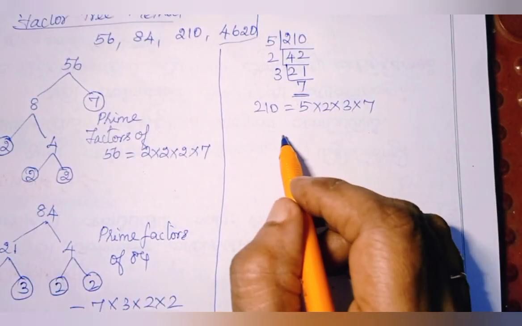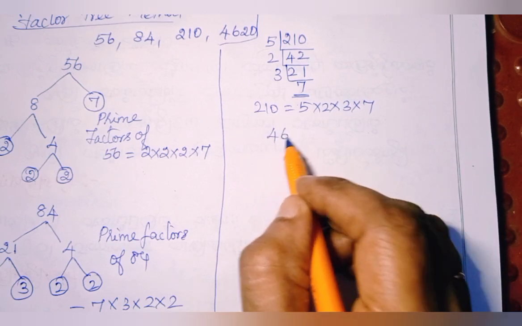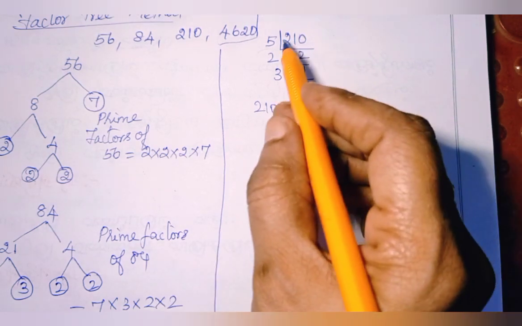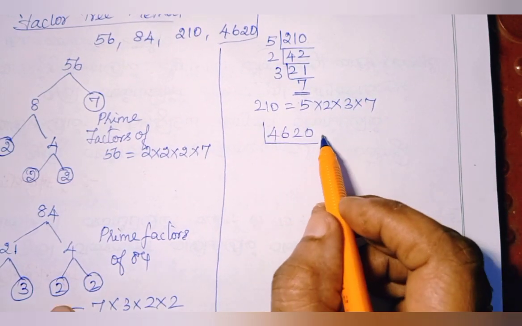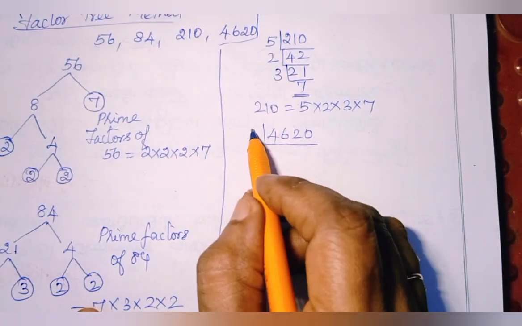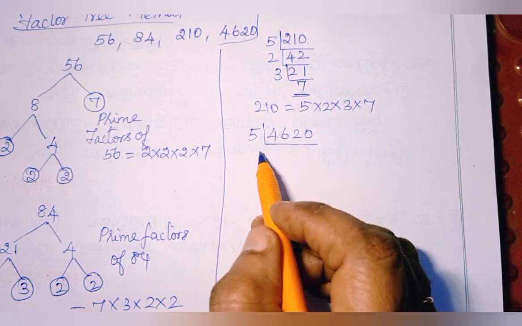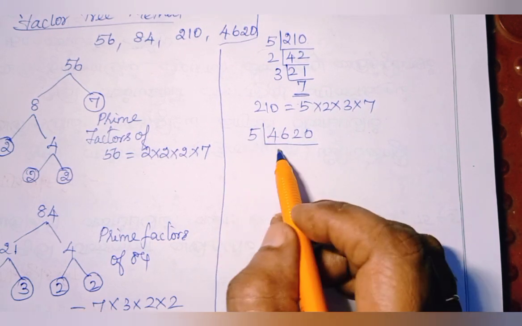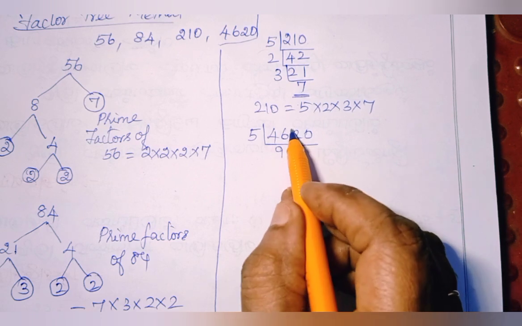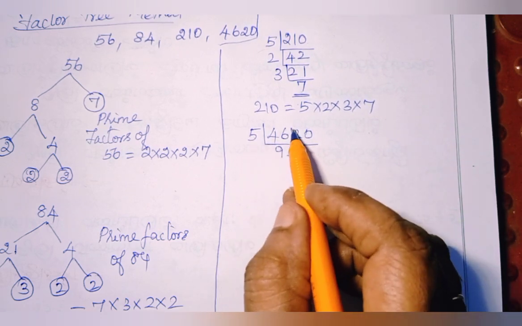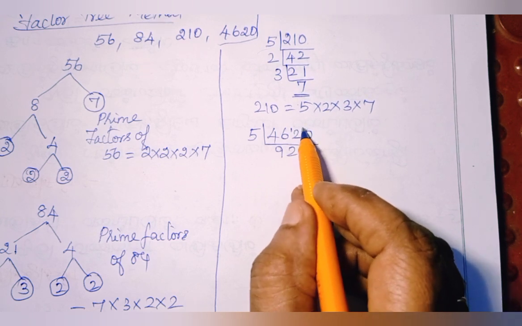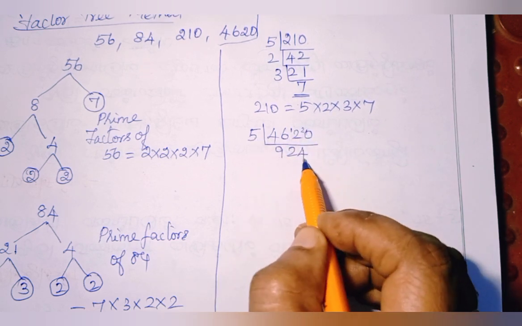And also we are going to find the prime factors of 4620. We can call this the L division method or prime factorization method. As the unit place of this number is 0, we have to divide it by 5. That is the better choice instead of 2. So 5 9s are 45 and the remainder is 1. Now we got 12. So 5 2s are 10. Then we got the remainder 2 and it becomes 20. So 5 4s are 20.